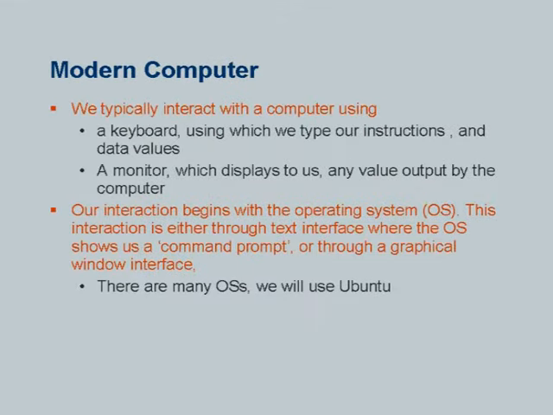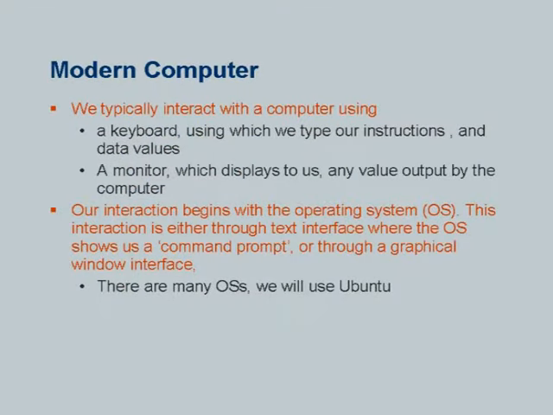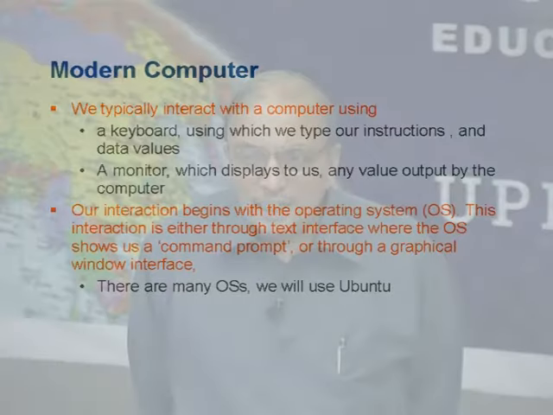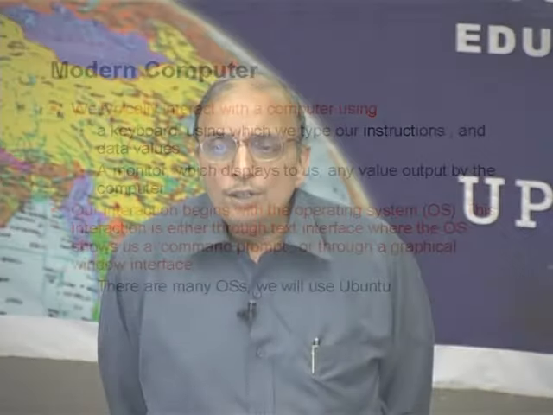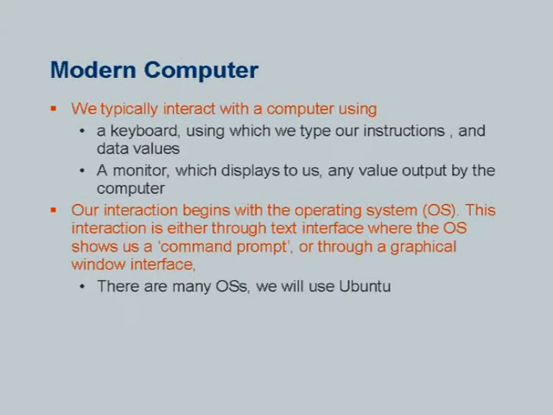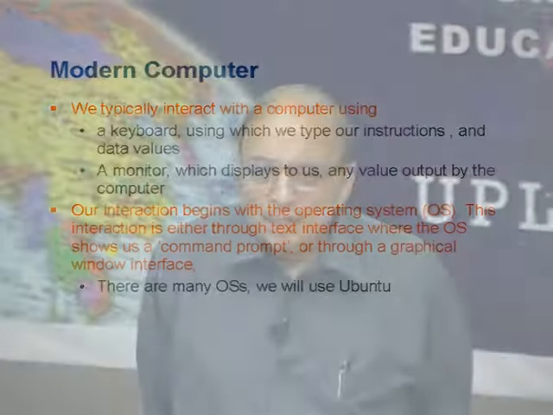We further indicate that we interact with modern computer using special gadgets. Typically, these are a keyboard using which we can type our instructions and our data values, and a monitor which displays to us any value output by the computer. Students will not at all find this strange because these are the devices which they will see immediately in the lab, and many of them would have actually seen and used a computer earlier. So this is perfectly fine to introduce the notion of a monitor and a keyboard without talking much about it.